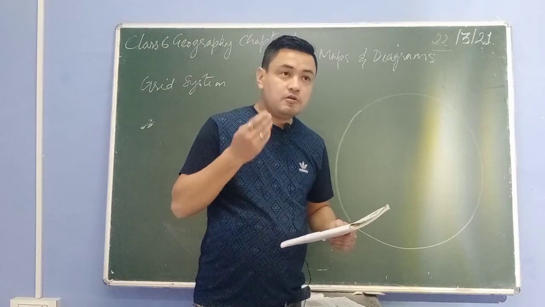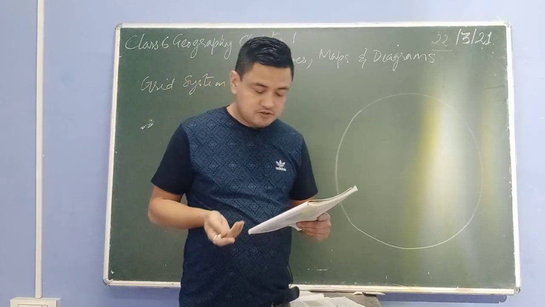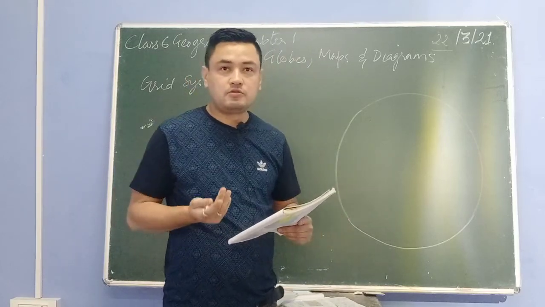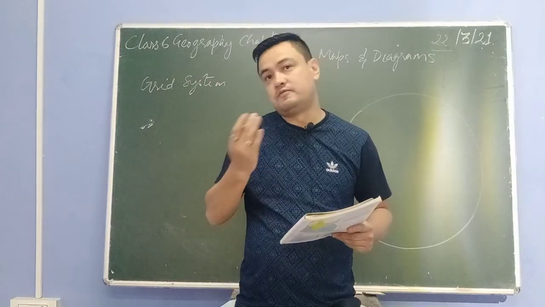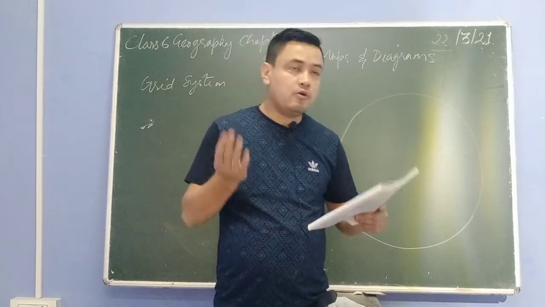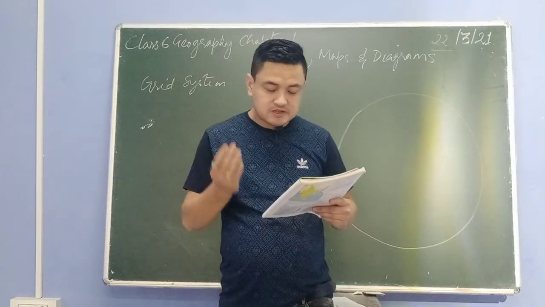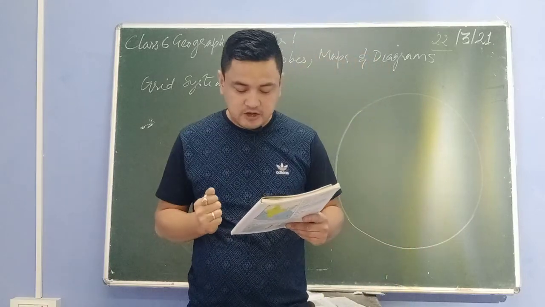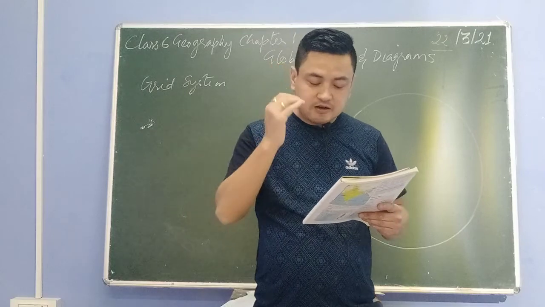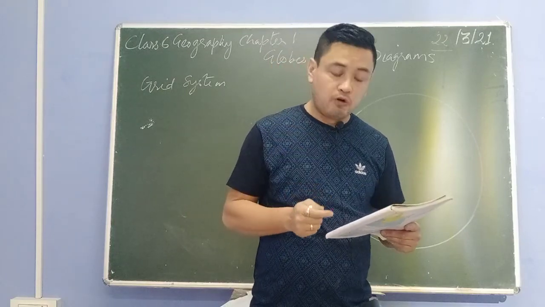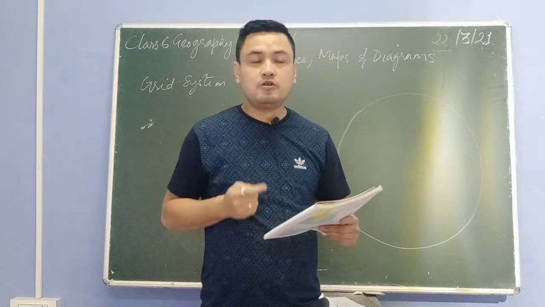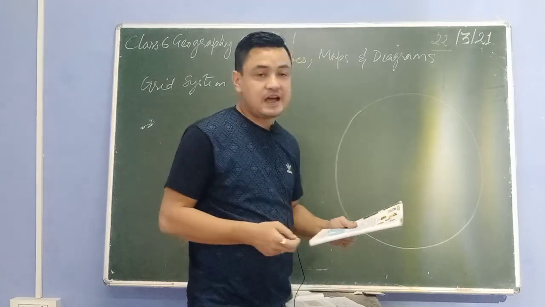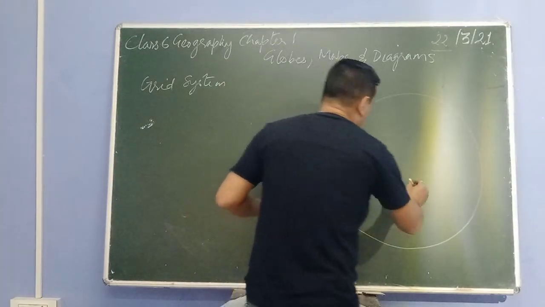We use latitudes and longitudes to measure the exact location of any place on the surface of the earth, or on the whole earth. So a grid system has been developed to measure the exact location of any place. It gives us the exact location by using two coordinates, that is latitudes and longitudes, horizontal lines and vertical lines. Now, what are latitudes?